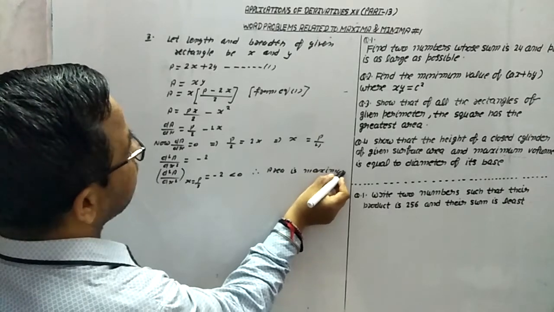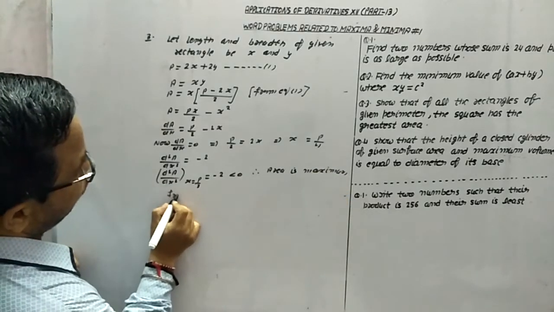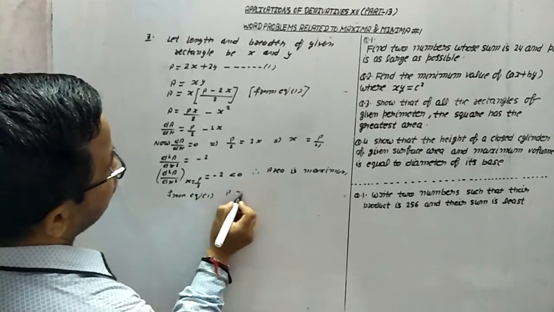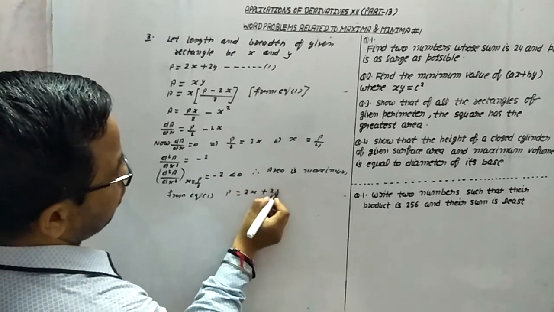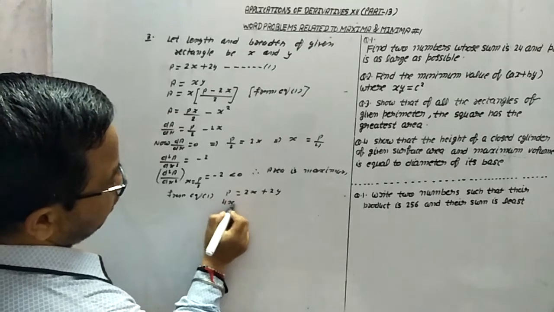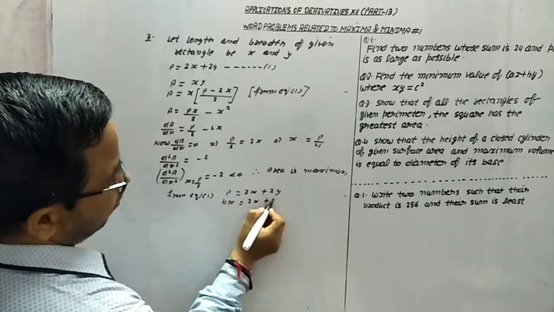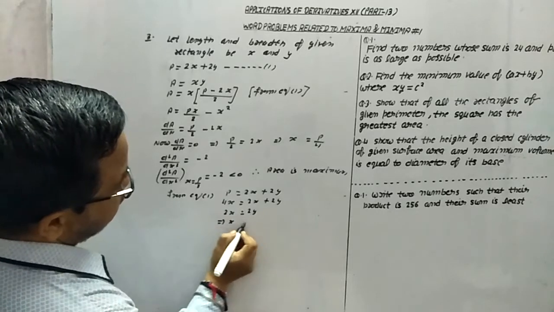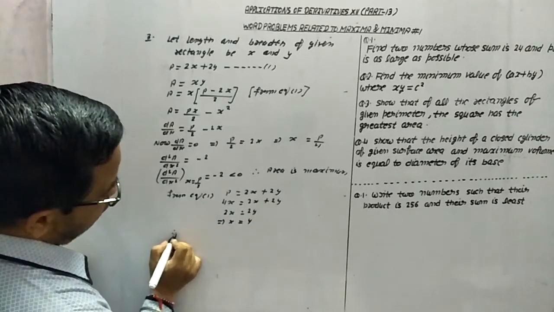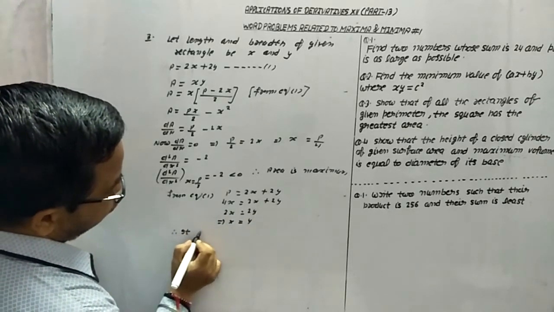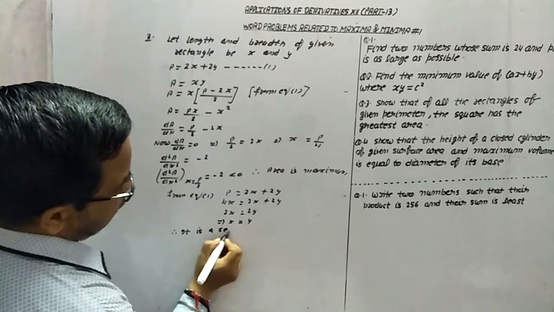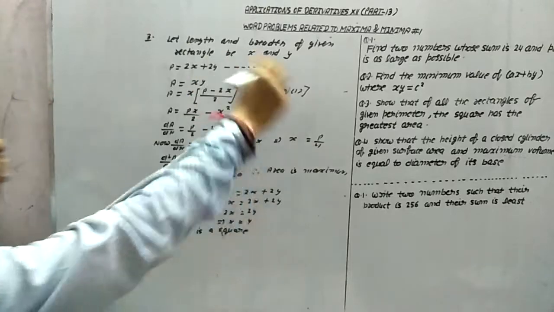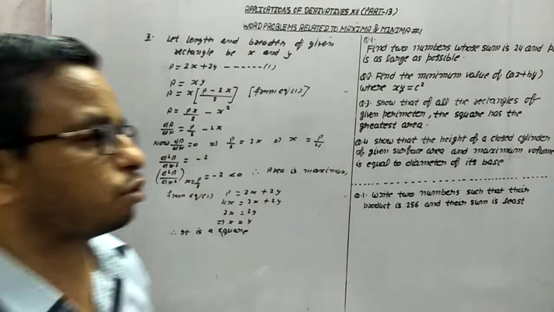Now we have to prove that it is a square also. From equation 1 we get P is equal to 2x plus 2y. Substitute the value of P: 4x is equal to 2x plus 2y. It means 2x is equal to 2y. It implies that x is equal to y. Therefore it is a square, because two sides are equal. So this is the way to solve the question.